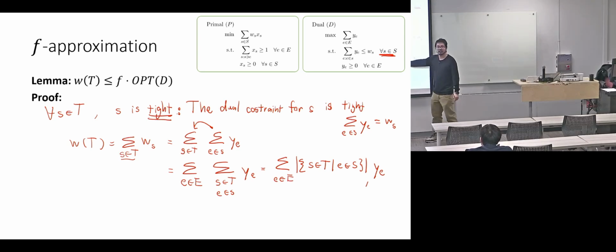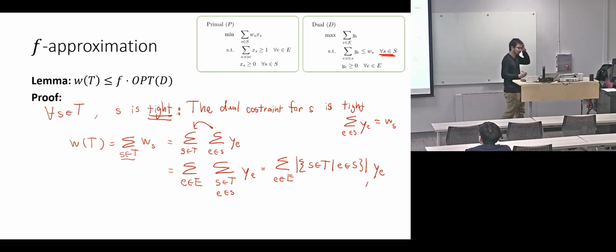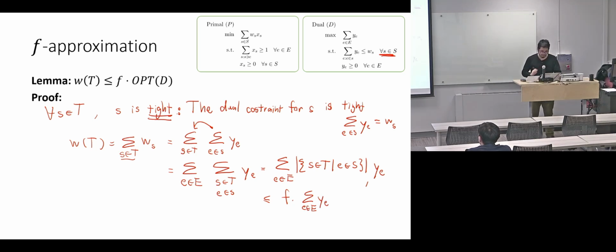What is this count? It's at most f. It's the count of sets that contain e. So this is at most f times y_e. But this sum of y_e is just at most OPT of the dual.